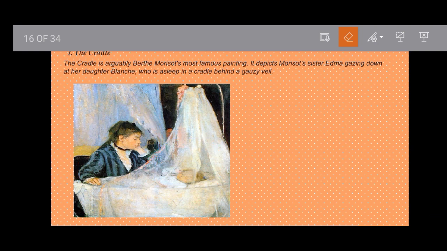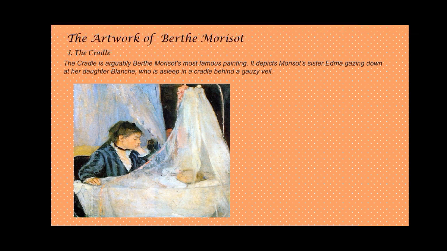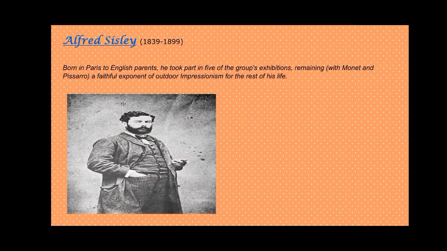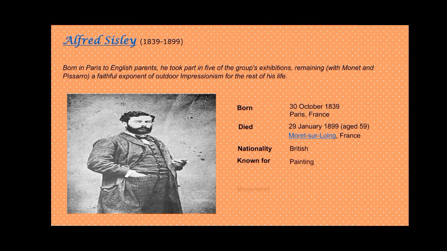Proceeding, moving on. Alfred Sisley. Born in Paris to English parents, he took part in 5 of the group exhibitions, remaining a faithful exponent of outdoor Impressionism for the rest of his life. He was born on October 30, 1839 in Paris, France, and died on January 29, 1899 at the age of 59. He is a British man.